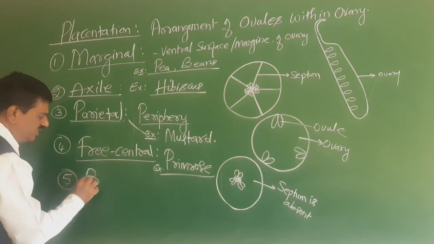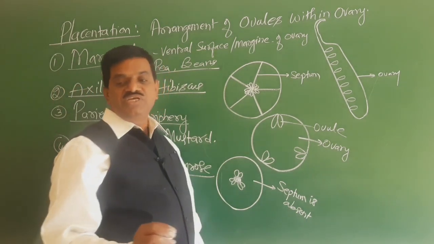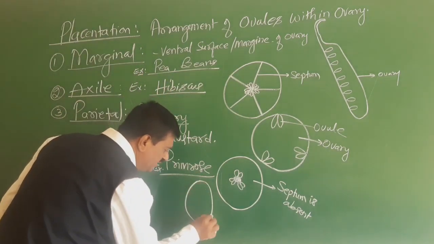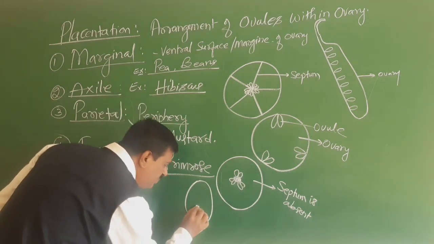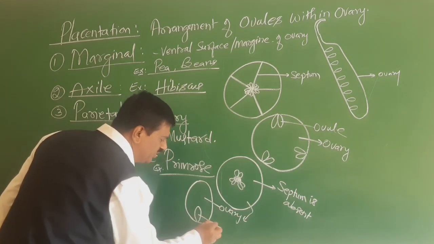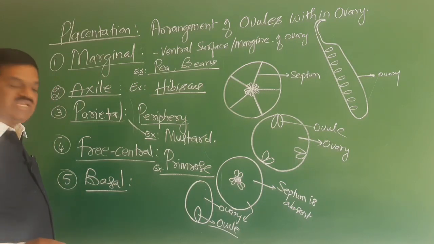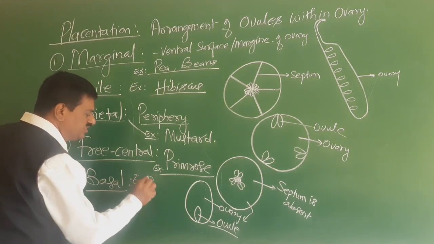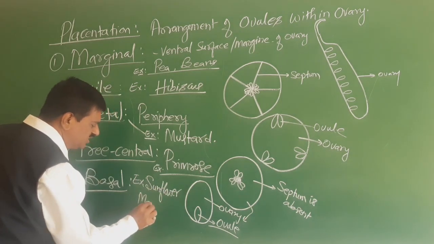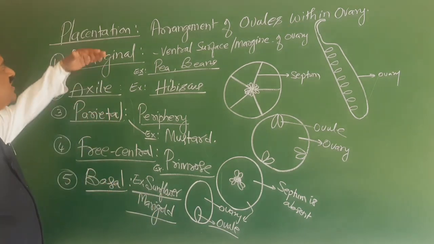And the last one is basal placentation. So in a basal placentation, just we see there is a presence of monocarpellary, unilocular ovary. This is the ovary. At the base of the ovary, the ovule is present. So that is usually called basal placentation. Example, you can see this in the sunflower as well as in marigold. You can see there is a presence of basal placentation.